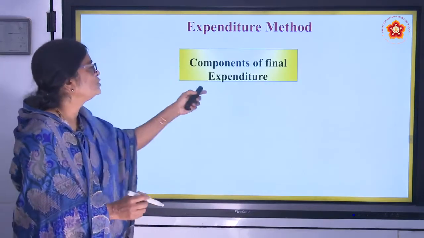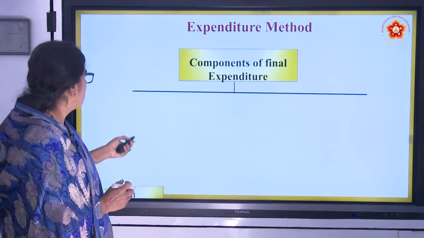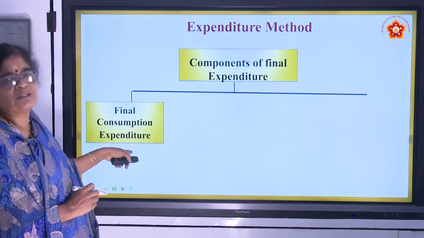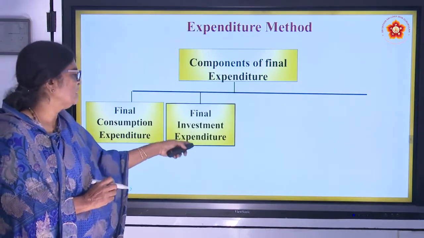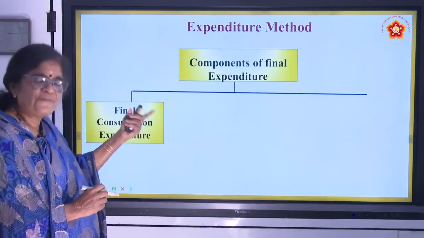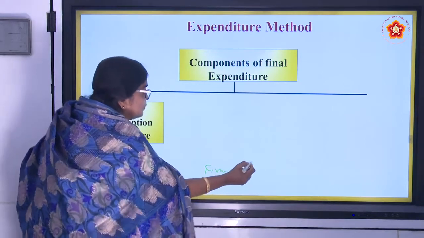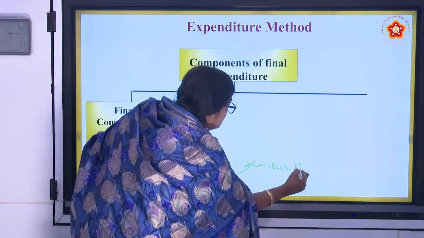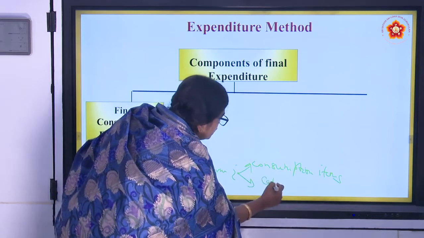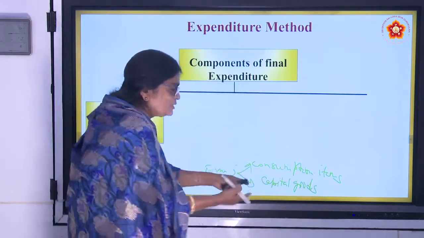Now, the same thing I have already explained, I am explaining in the form of a chart. In this chart, you can observe the components of final consumption expenditure. What are the components? Final consumption expenditure first. The second one, final investment expenditure. Before that, final consumption expenditure: for example, our firm I produces consumption items as well as capital goods or investment goods. Both the goods they produce.